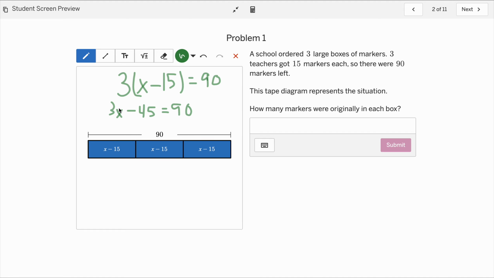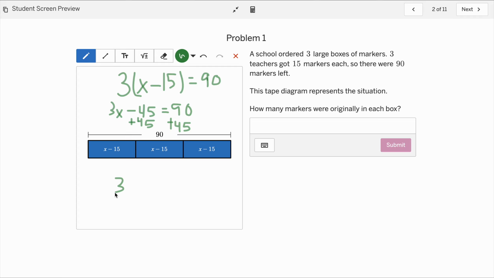Now, in order to figure out what x is, I have to add 45 to both sides to get rid of 45. I have to do the opposite or the inverse operation from whatever I'm doing originally. So originally I'm subtracting, so I have to add 45 to both sides.